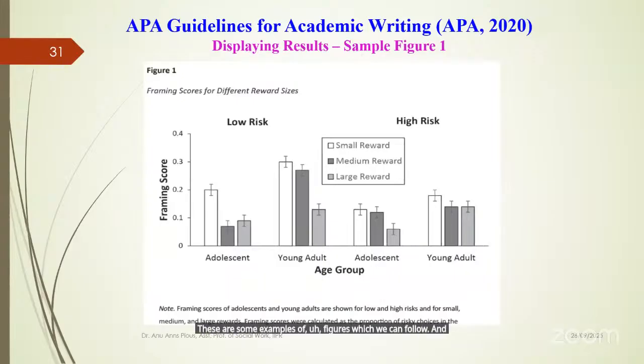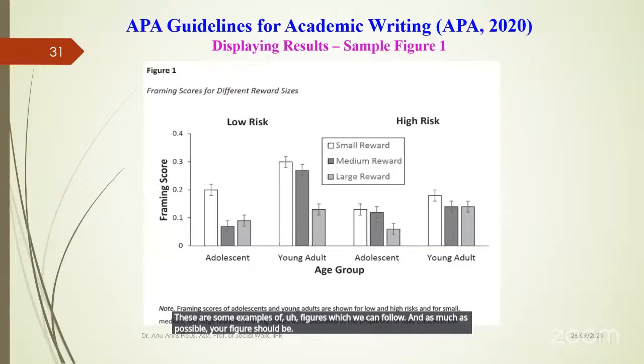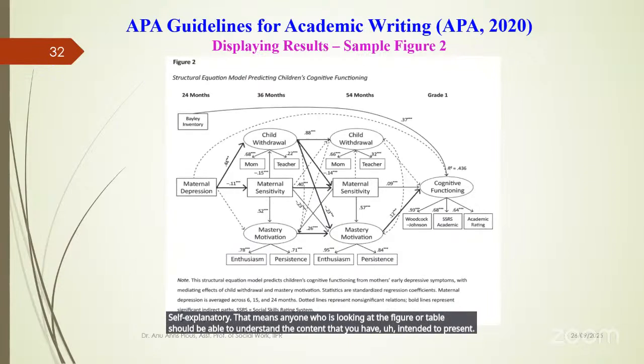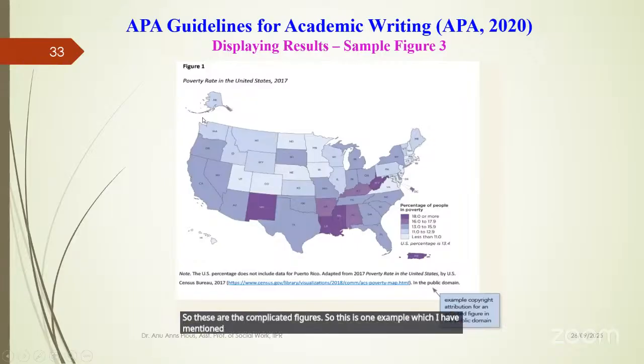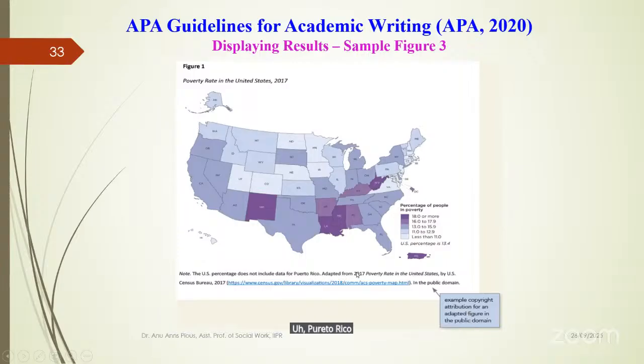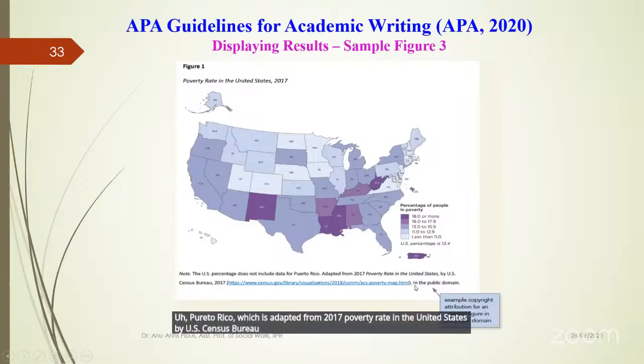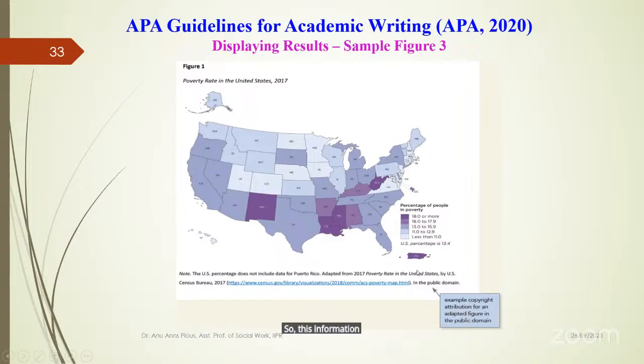As much as possible, your figure should be self-explanatory. That means anyone who is looking at the figure or table should be able to understand the content that you have intended to present. So these are the complicated figures. This is one example where the image is taken from another source, so I have to give that as a note. Note: the US percentage does not include data for Puerto Rico, which is adapted from 2017 poverty rate in the United States by US Census Bureau 2017, followed by the link. So the information on where this image is adapted from, I need to give as a note.